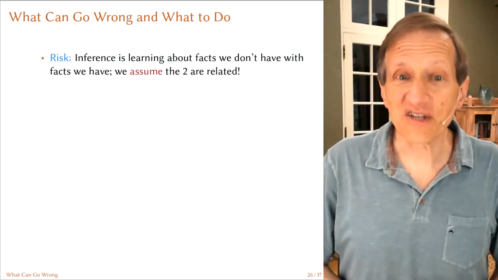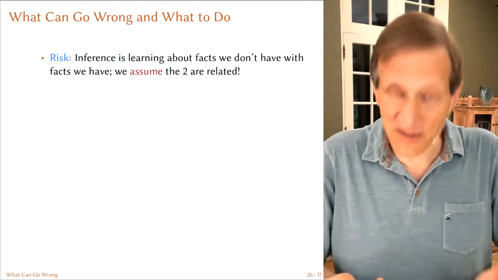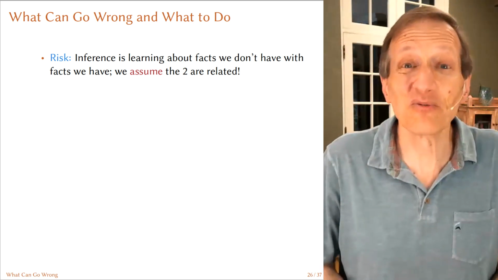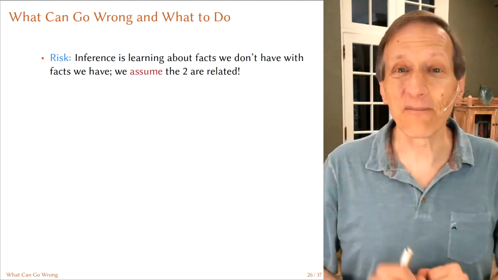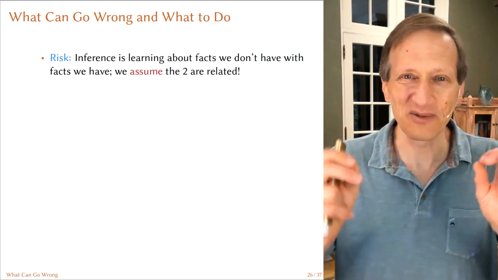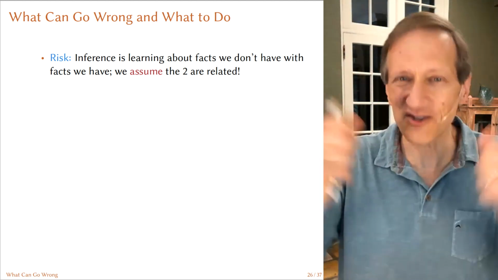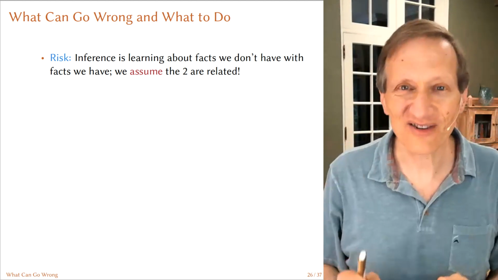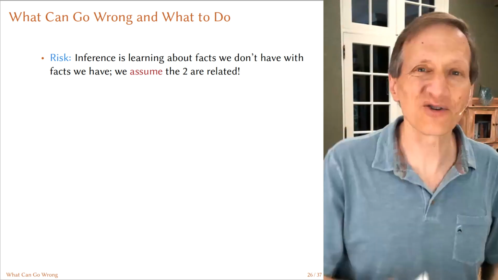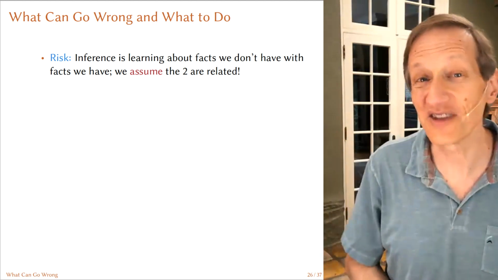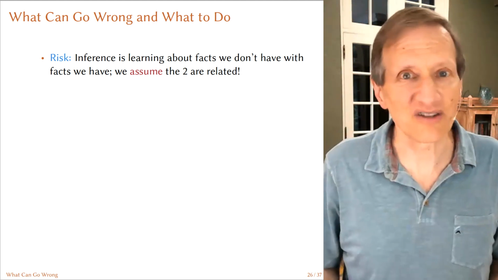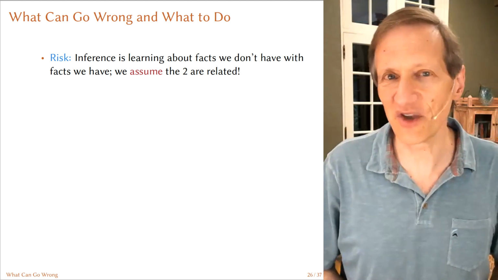The risk, of course, is that we're using inference, and inference is learning facts we have to learn about facts we don't have, and we assume the two are related. With multiple imputation, that problem is very clear because we have this Swiss cheese again, and it might be that the answers to the survey questions have nothing to do with the holes in the Swiss cheese, with the answers that the respondent refused to give you. That's an assumption. That's a basic assumption that you can't get around.